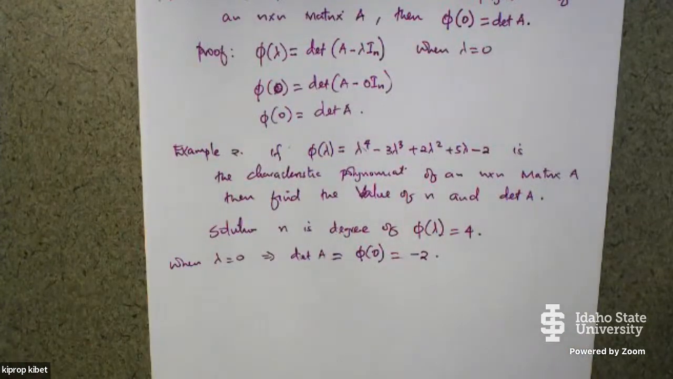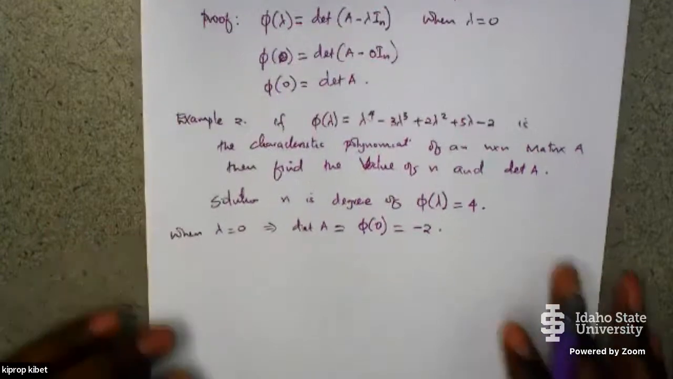Now, if the determinant is 0, then it means it's singular.